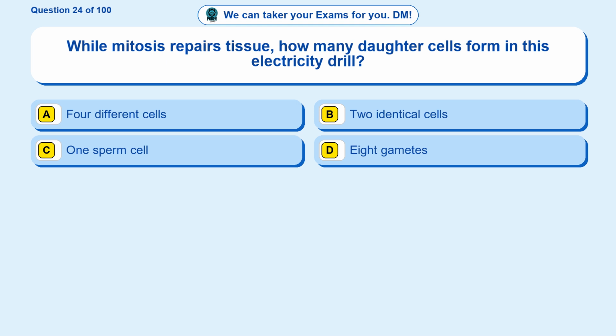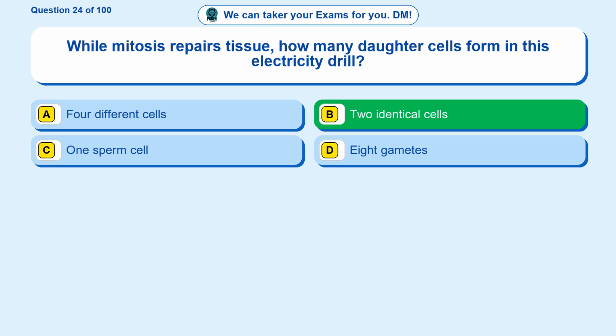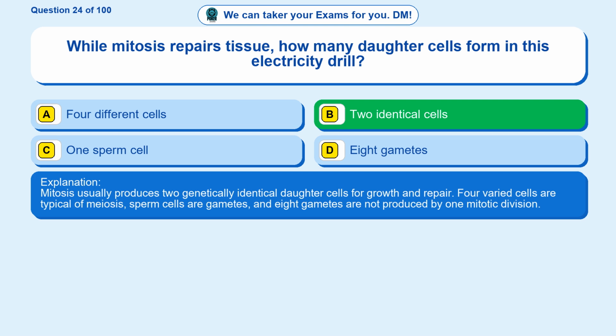Question 24. While mitosis repairs tissue, how many daughter cells form in this electricity drill? Option A, 4 different cells. Option B, 2 identical cells. Option C, 1 sperm cell. Option D, 8 gametes. The correct answer is option B, 2 identical cells. Mitosis usually produces 2 genetically identical daughter cells for growth and repair. 4 varied cells are typical of meiosis, sperm cells are gametes, and 8 gametes are not produced by one mitotic division.